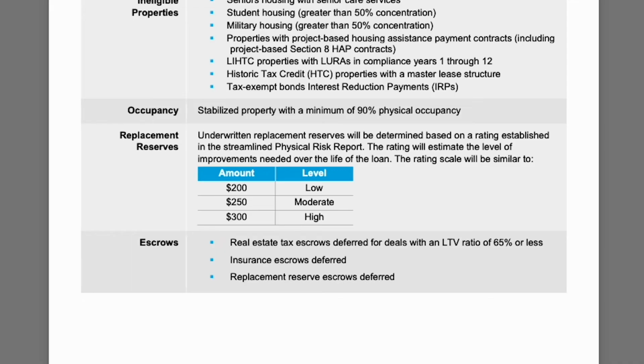All right, so that's that. Occupancy. In order to use this type of financing, this property must have a physical occupancy of at least 90%. That means that this property must be stabilized for 90 days before you can use this type of financing. Okay, let's move over to our replacement reserves and our escrows. So your underwritten replacement reserves will be determined by your risk report, which says right here, your physical risk report.